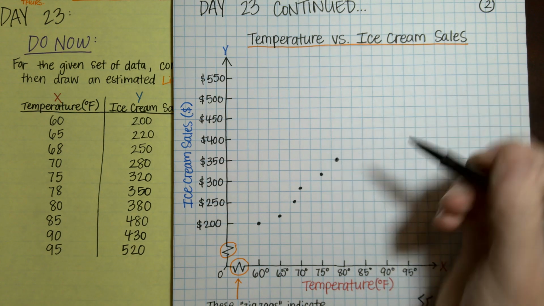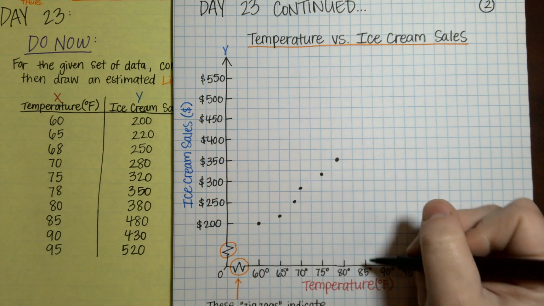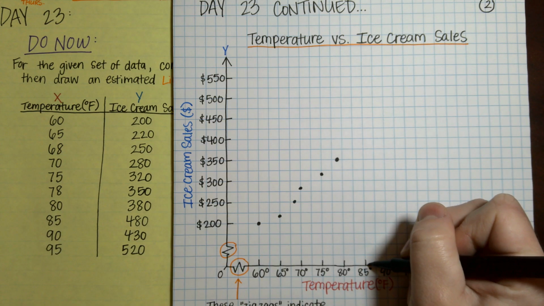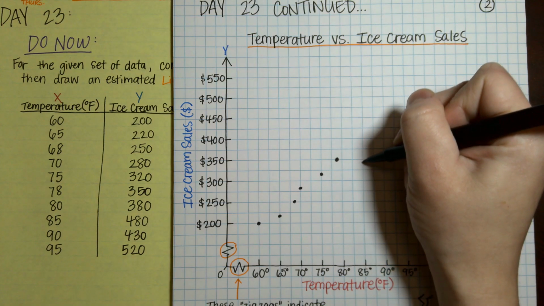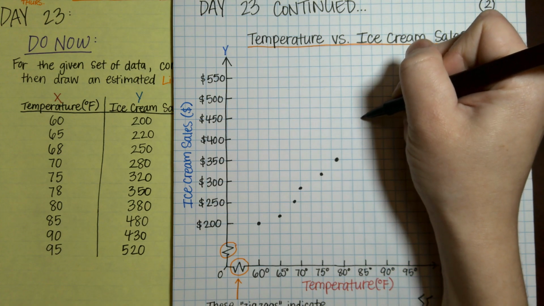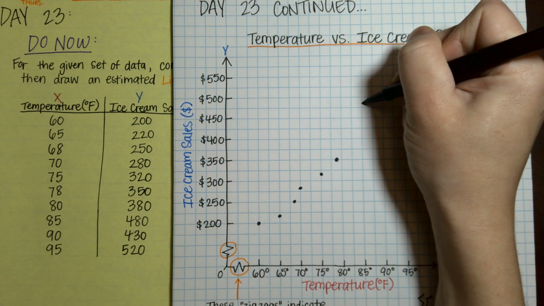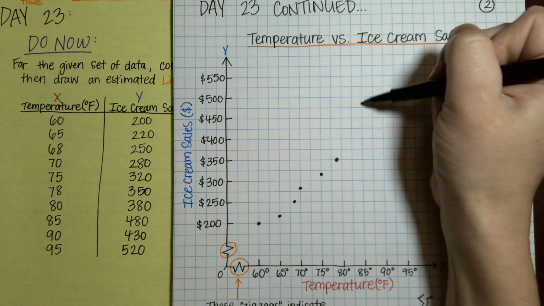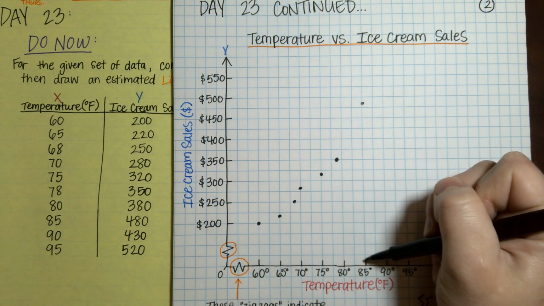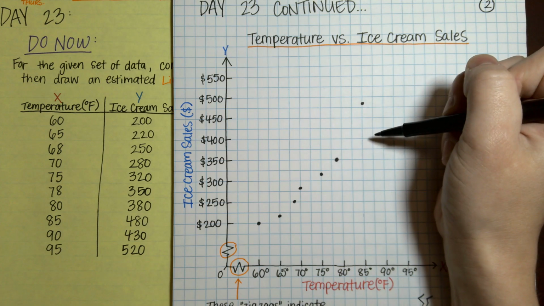All right, now I've got 85 degrees and $480. So I'm going to follow this line up to 450, 475, about 480. Is that right? That seems like a big jump. We've got some interesting data here. From 80 to 85, yeah, big jump there.